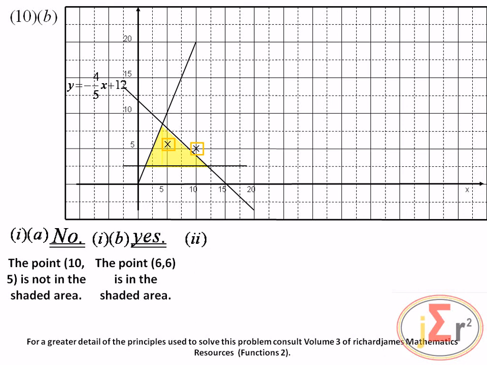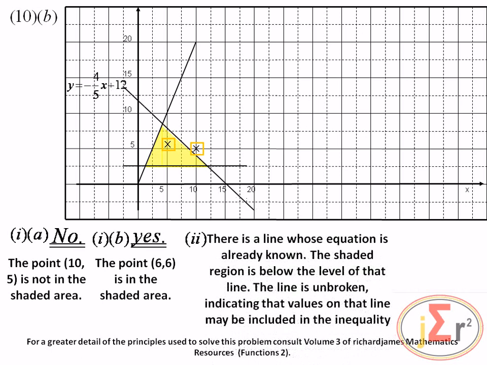So let us go to the first one. There is a line whose equation is already known, and we have the equation right there. The shaded region is below the level of the line. The line is unbroken, indicating that the values on that line may be included in the inequality. So that's a very big mouthful statement, but let's see what we can highlight from it.